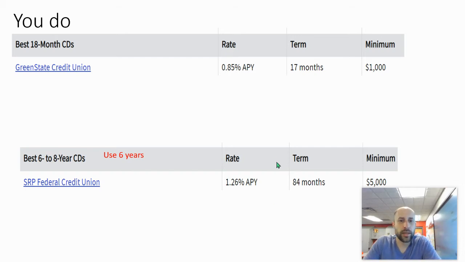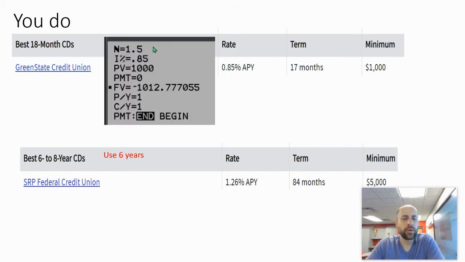All right, so that first one, you might have input your calculation like this, with N being 1.5, because it says 18-month CD. So your final amount, $1,012.78. So we earned about $12.78 of interest, but the term is actually 17 months.